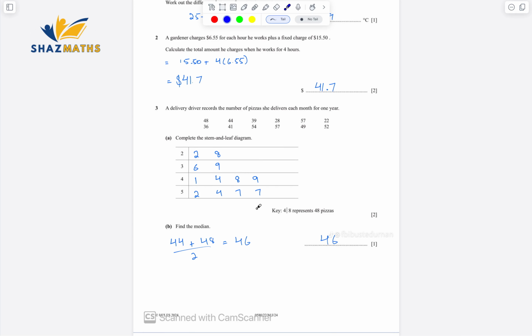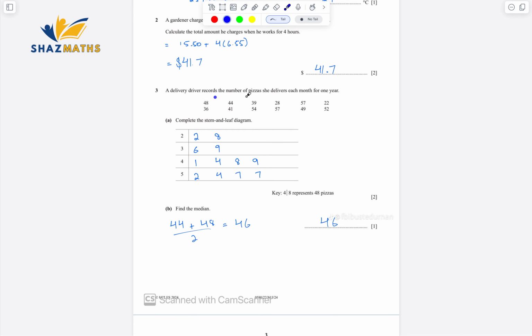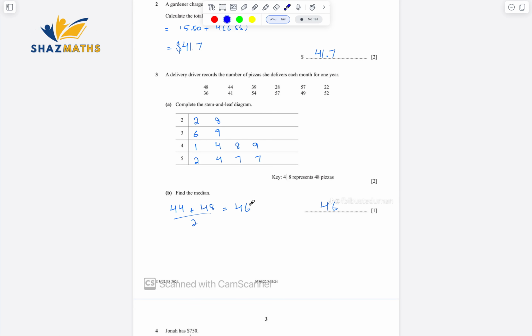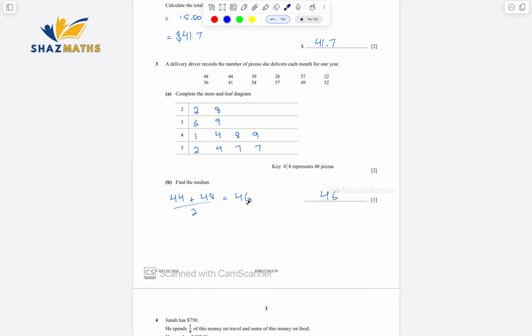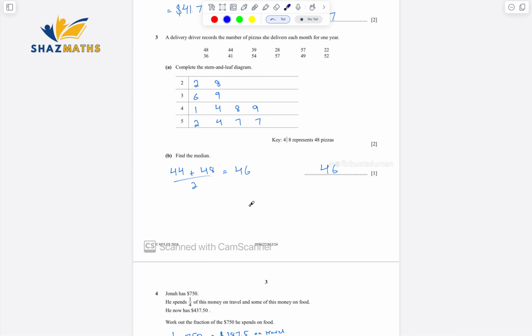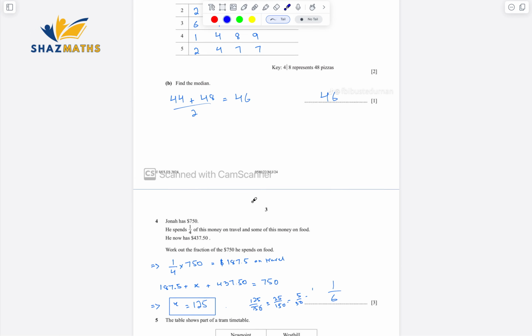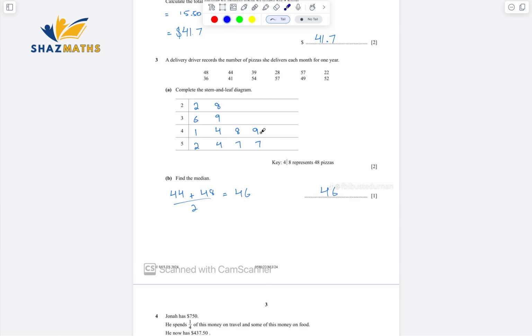Just going to count the total number: 1, 2, 3, 4, 5, 6, and then 12. Okay, perfect. So find the median. With 12 values, the median would be the middle one, so the n over 2 and n plus 2 over 2 values. So the 6th and 7th values: the 6th is 44 and the 7th is 48. I'm going to take the mean of these two, so the median would be 46. Just going to quickly double check if I missed any value: 22, 28, 22, 28, yep, 36, 39, all good. Let's go ahead.